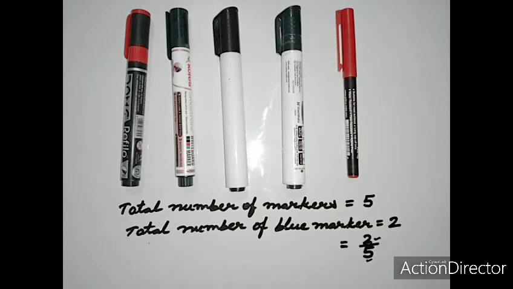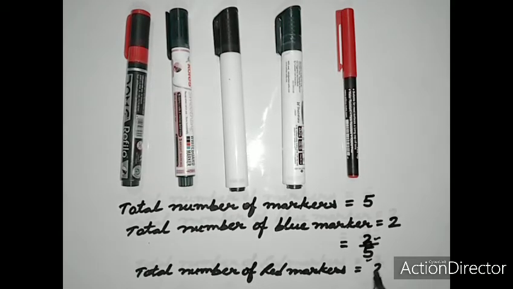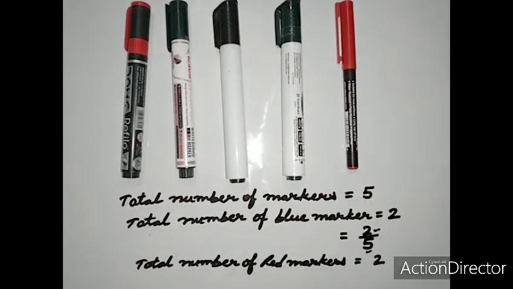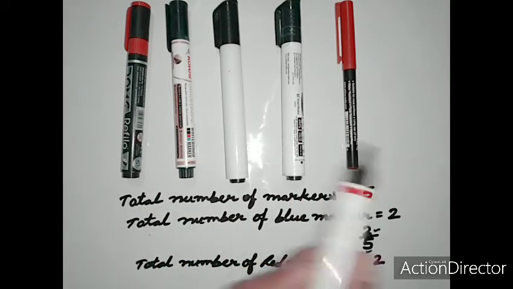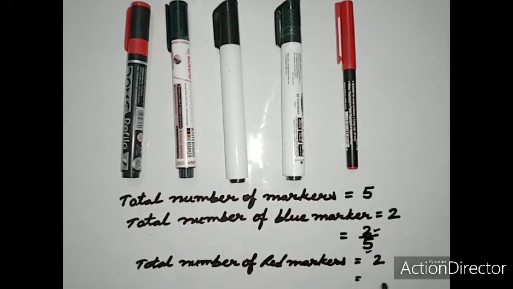Now we apply the same rule with the red markers. So what are the total number of red markers here? Here we write total number of red markers equal to 2. So there are total 2 red markers out of total 5 markers. So here we write again 2 upon 5.